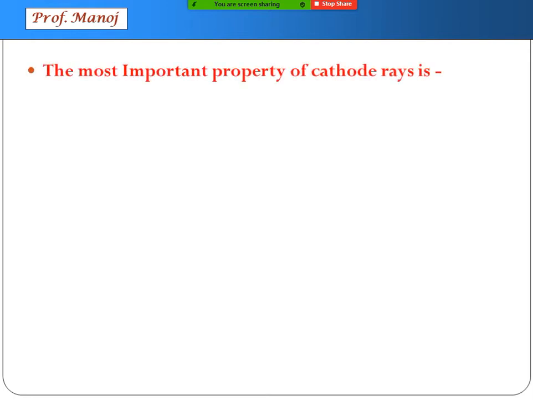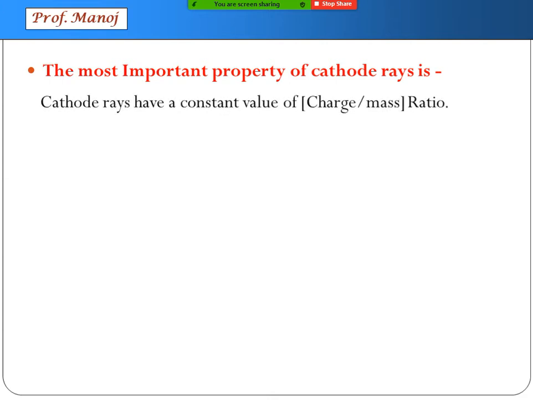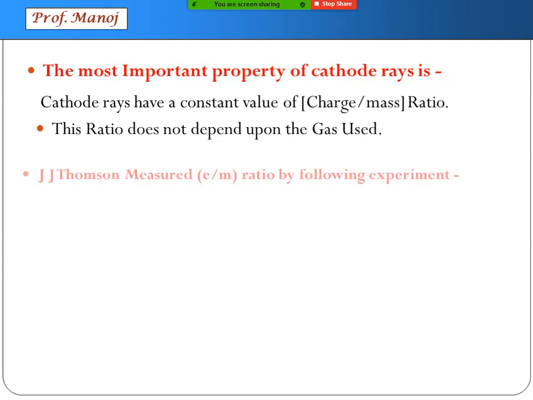A very important property of cathode rays, which finally led to the discovery of electrons, is this: cathode rays produced from any material will always have a constant value of charge and mass. The charge upon mass ratio is always going to be constant for any cathode ray. This will not depend upon the gas used in the tube.